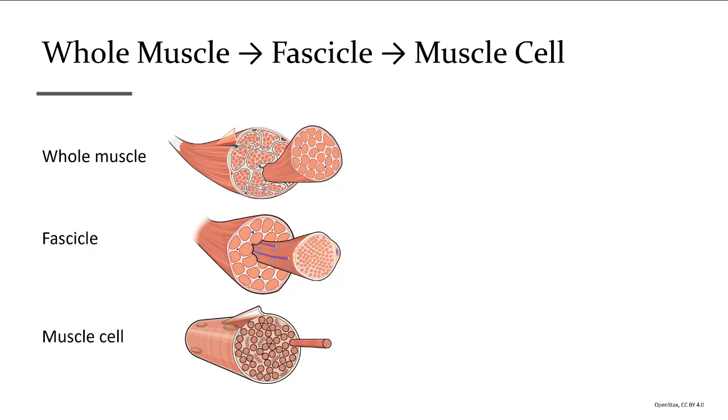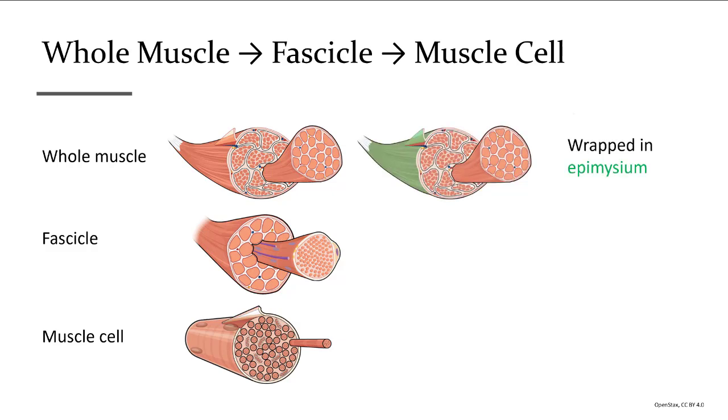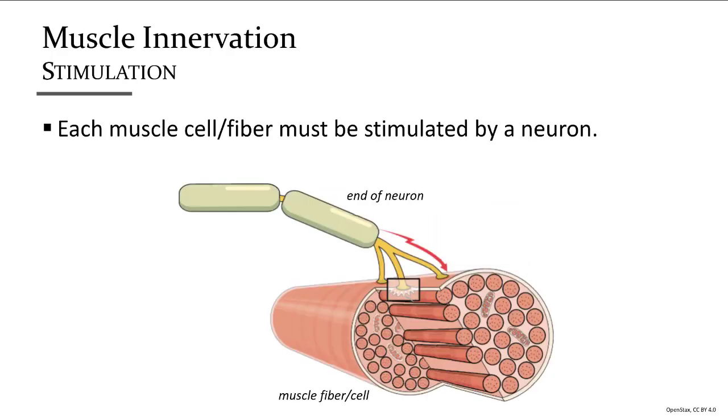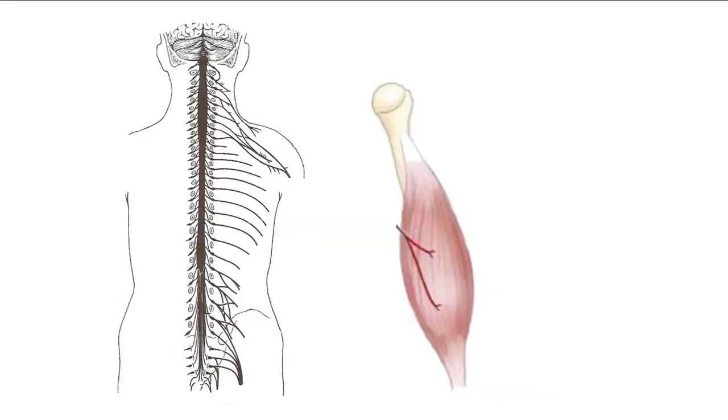Here we go from the whole muscle down to a single muscle cell, also known as a muscle fiber. We see the whole muscle is wrapped in epimysium. We see fascicles are wrapped in perimysium, and an individual muscle cell is wrapped in endomysium. Each muscle cell must have a nerve connection to stimulate it. For skeletal muscles, the stimulus begins with the brain, as these muscles are voluntary.